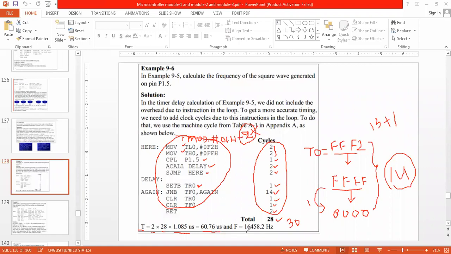And what is the frequency? 458.2 hertz. Why is it 2 here? Because of on and off. One time on, another time off. So that is why 2 times. To calculate the frequency of this clock cycle, what is the frequency of that clock cycle? It is 16.45 kilohertz.